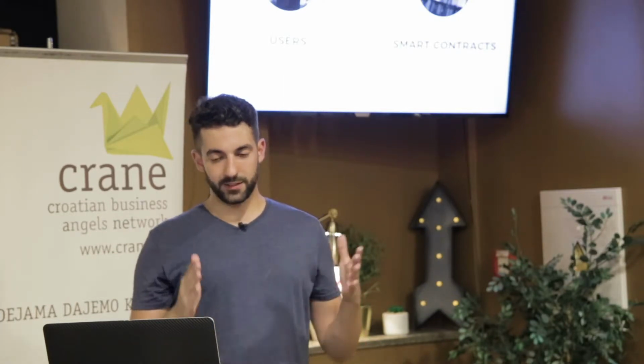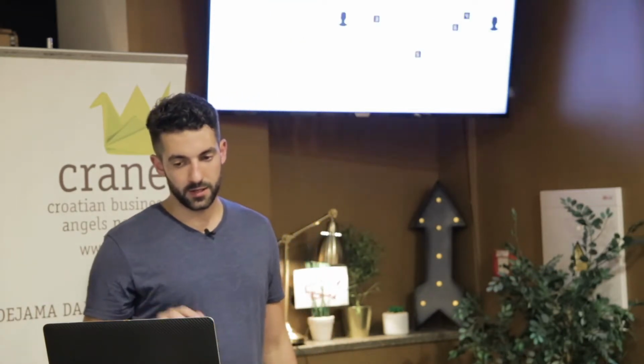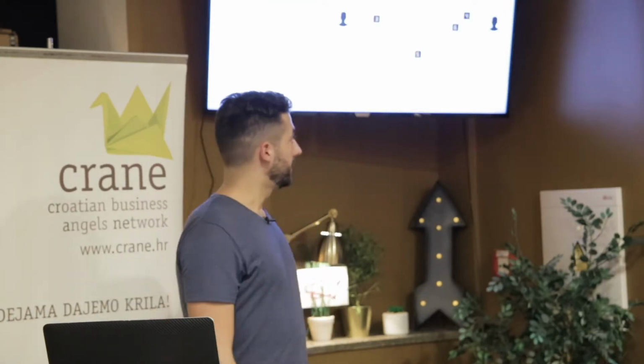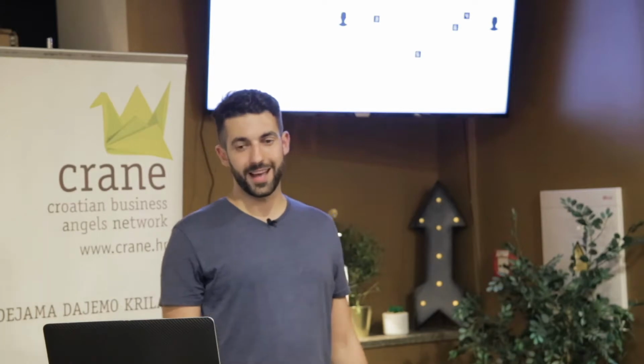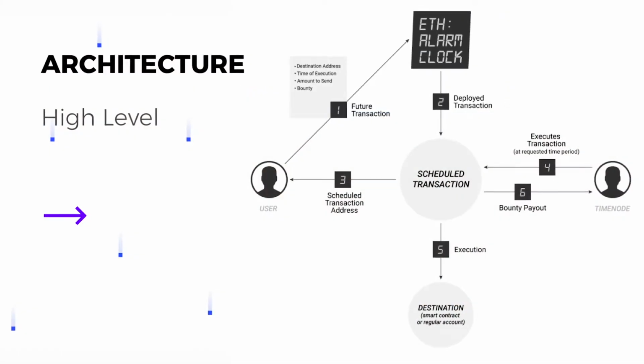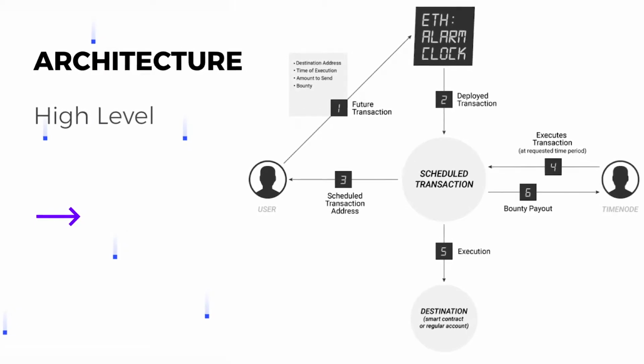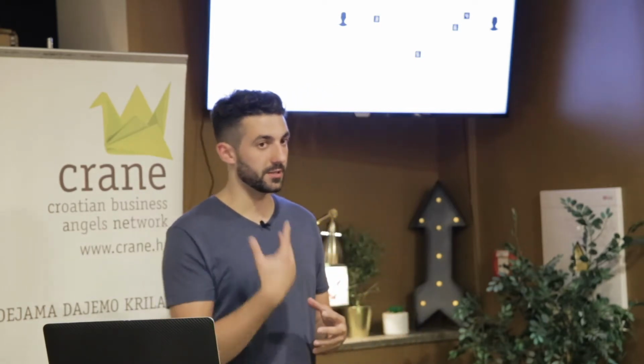So now that we have this clear distinction between the users and the smart contracts, let's get into the architecture of the Ethereum alarm clock and how it works. I know it's a little bit hard to see from a bit far away, but I'll try to make it simple. So from one side of the system, we have the users. What do the users want? The users want to make sure that their transaction gets executed at their desired time.